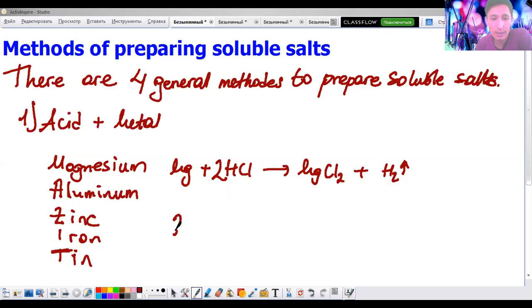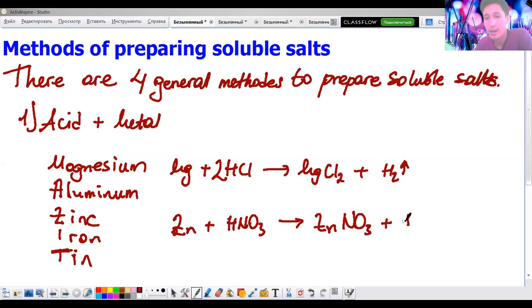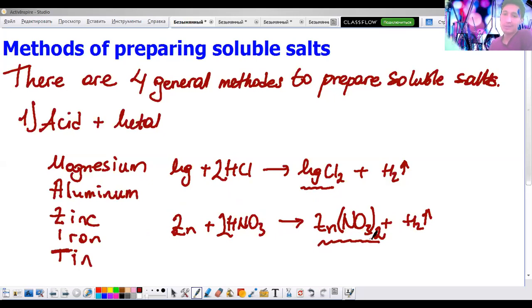Let's take another one. For example, zinc plus nitric acid. It produces zinc nitrate plus hydrogen gas. Don't forget about balance. Here zinc nitrate is Zn(NO3)2, so you need to put 2 here. And this one is a soluble salt.